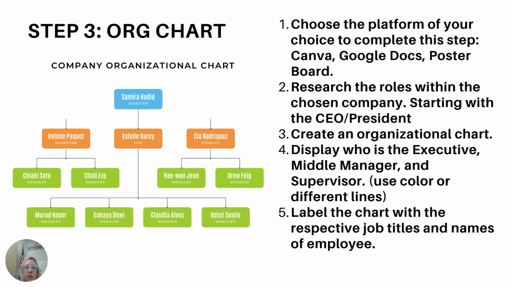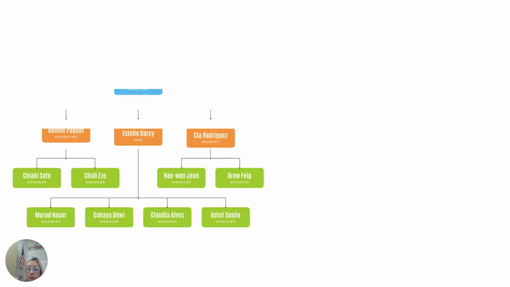But you have to differentiate that for me on your sheet. Okay. And then the chart also has to have the names and the titles of those workers. Okay, so not just the names or the title, it has to have both for it to count. All right, so that's step 3.